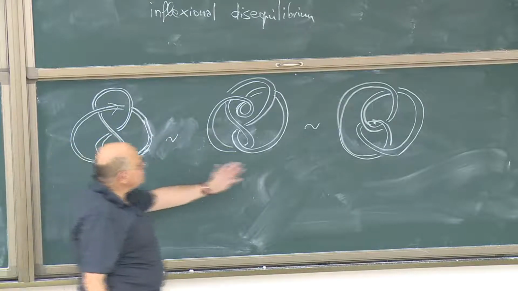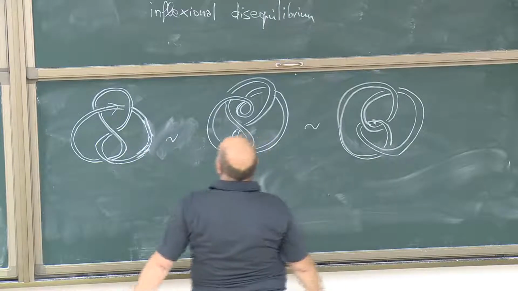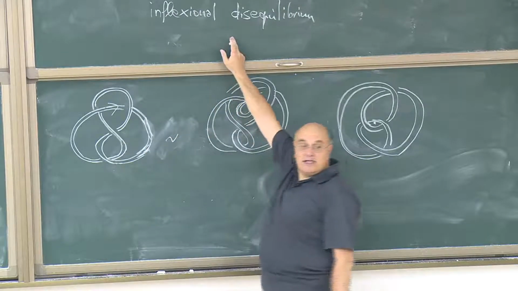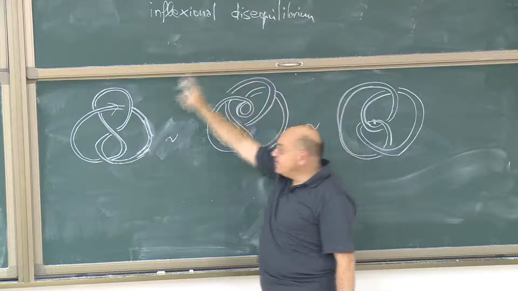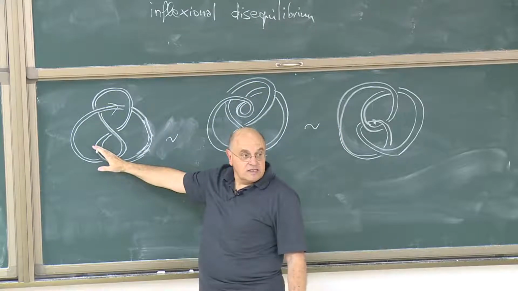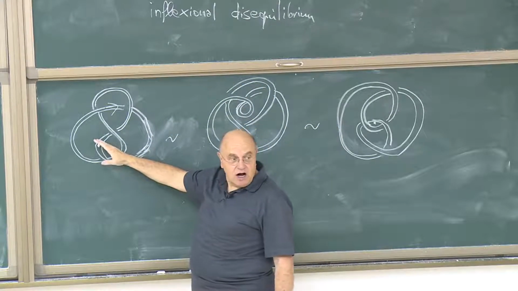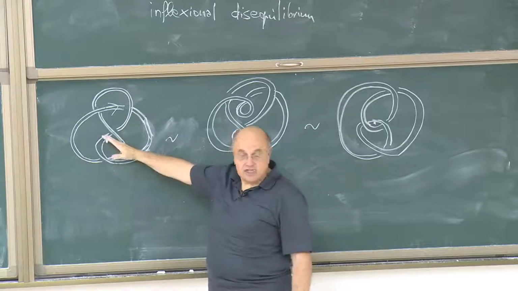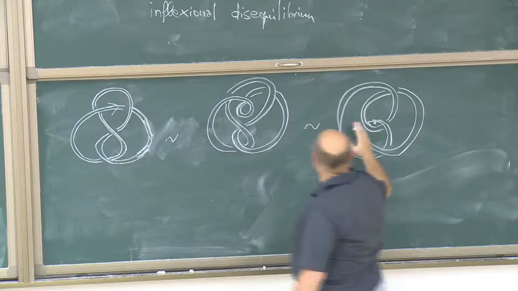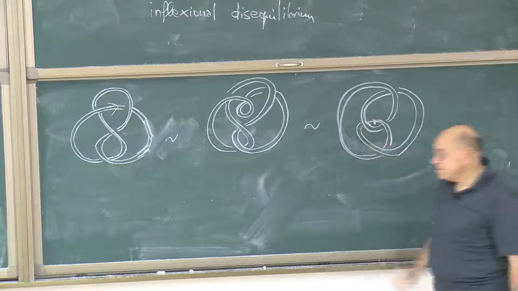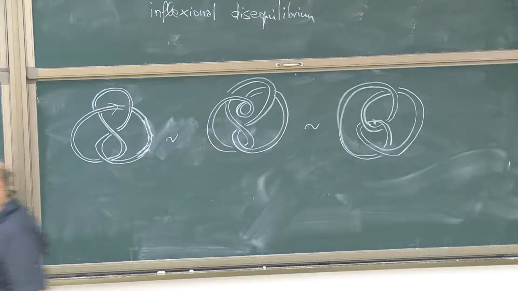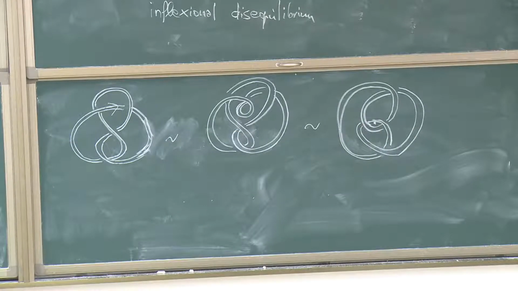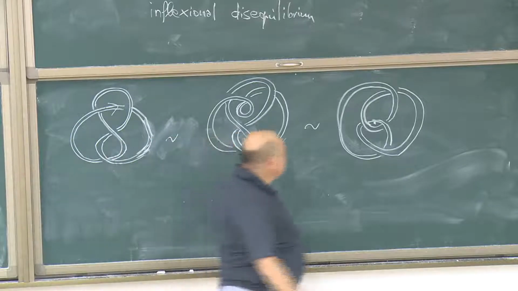Now, why am I interested in this? Because there is an inflectional instability if this is a magnetic knot. And if it is a magnetic knot, it cannot stay in this shape, but it takes this shape. Okay, now I'm almost done with my proof. This is not a serious mathematical proof.